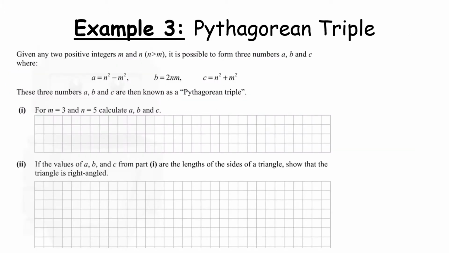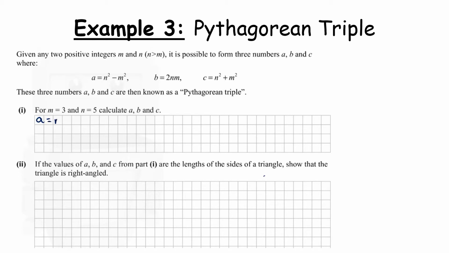Now let's take a look at a question which involves Pythagorean triples. Given any two positive integers, m and n, with n being greater than m, it is possible to form three numbers, a, b and c, where a is equal to n squared minus m squared, b is equal to 2nm, and c is equal to n squared plus m squared. These three numbers, a, b and c, are then known as a Pythagorean triple. The first thing they ask us to do is, for the values m equals 3 and n equals 5, calculate a, b and c.